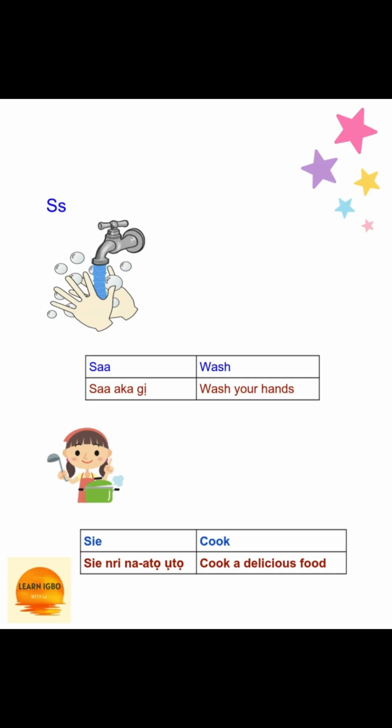Number two example. Sie. Cook. Used in a phrase or sentence: Sie nri na-atọ ụtọ. Cook a delicious food. The letter S. Example number one, Sa, wash. Example number two, Sie, cook. Ngwanụ, ka ọ dịbanụ.